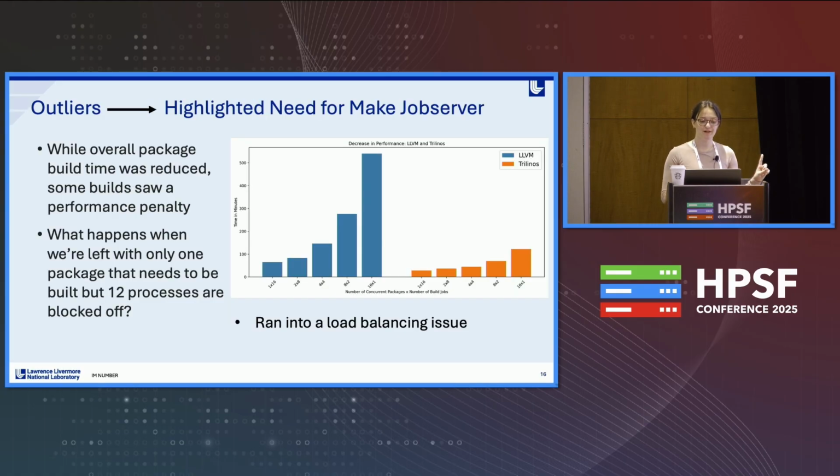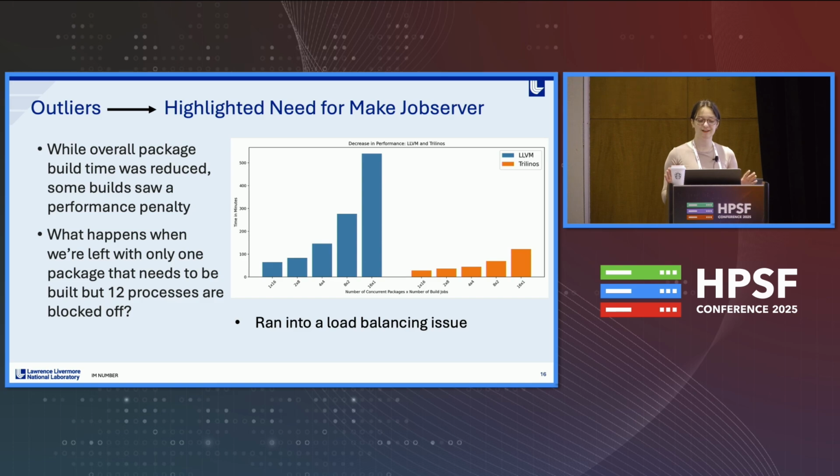However, there were a few outliers. So while overall package build time was reduced, some builds did see a performance penalty. The examples that I found of this were LLVM and Trilinos, where as you increase the number of packages, it actually started taking more time.